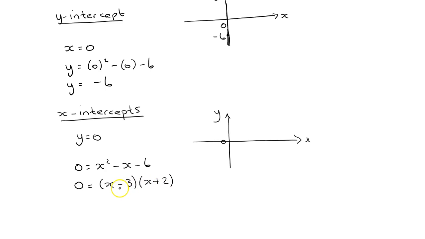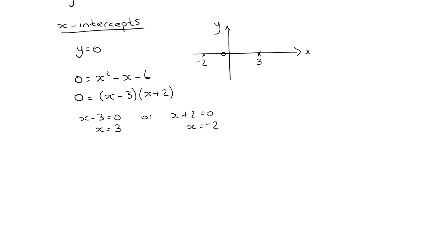You can also use the cross method, and there is a video to show you how to do that if you would like to know how. So solving this now, we have either x minus 3 is equal to 0 or x plus 2 is equal to 0. This gives us a solution of x equals 3, and this one gives a solution of x equals minus 2. So we have 2 x-intercepts in this parabola: x is 3, and also x is minus 2.